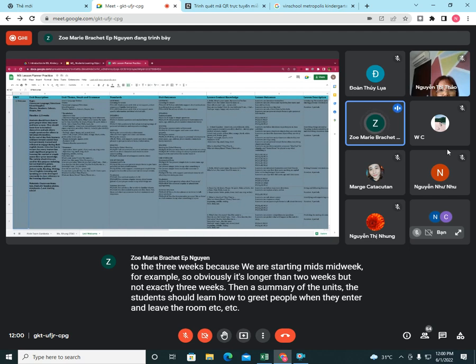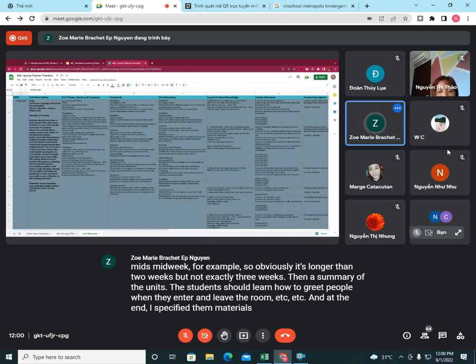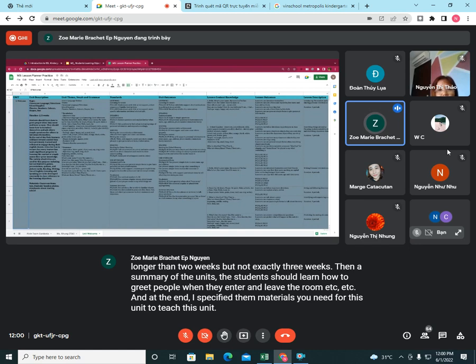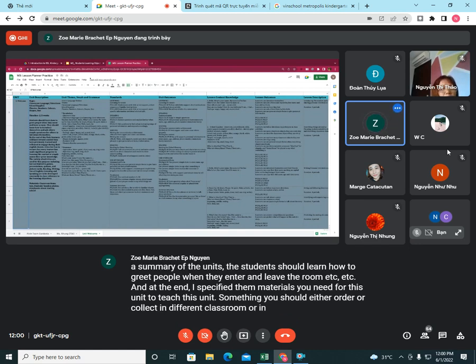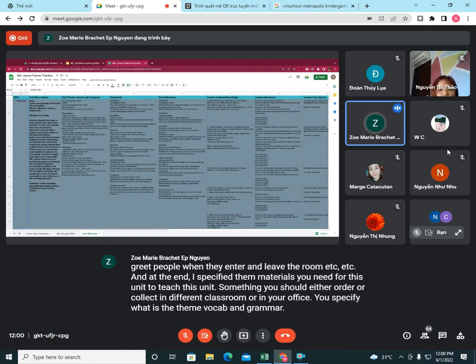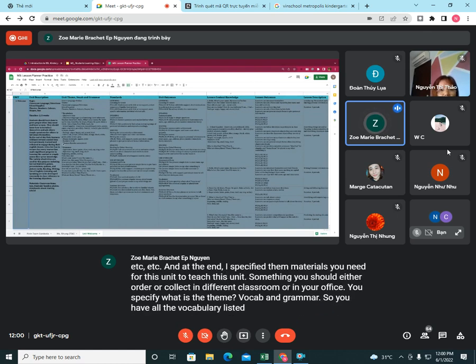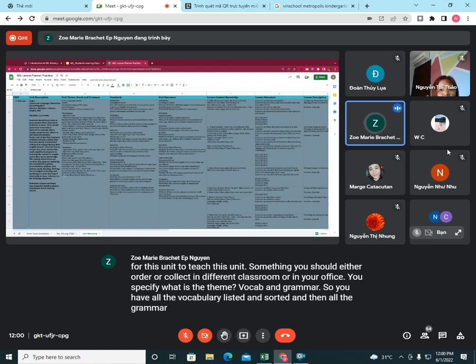And at the end, I specify the materials you will need to teach this unit, something you should either order or collect in different classrooms or in your office. Here we specify the theme, vocab, and grammar. So you have all the vocabulary listed and sorted, and then all the grammar points here.